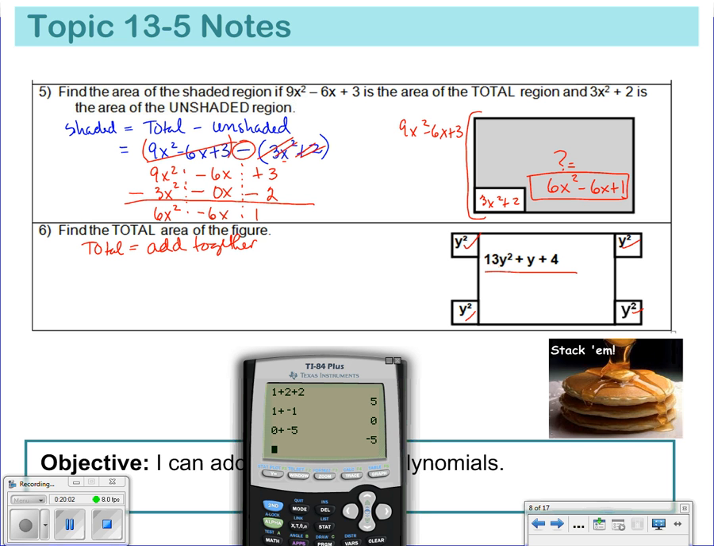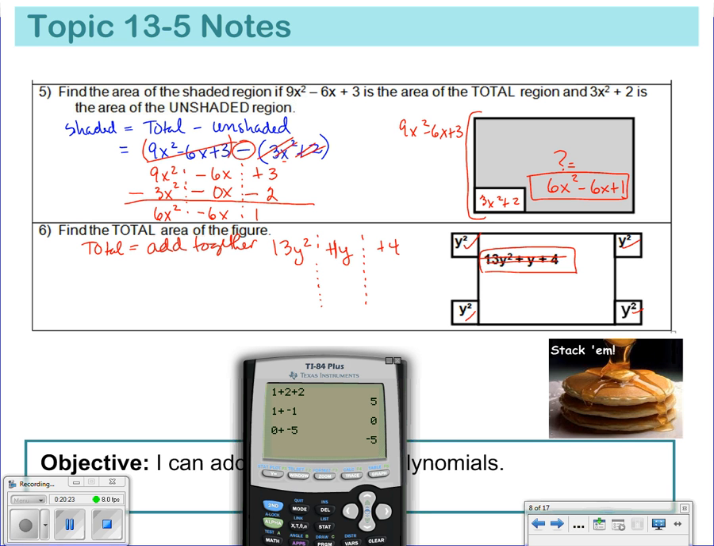So let's start with the one that has the most terms. The one that has the most terms is this rectangle in the middle. We have 13y squared. Again, I'm going to stack them up. We have a positive y. There's a 1 in front of that. And then followed by the plus 4. That takes care of the big rectangle.